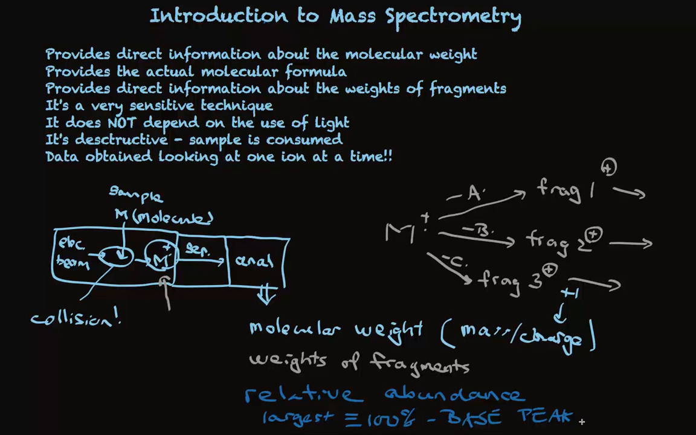So, we have molecular ions, we have fragments, we have relative abundance data, and we have the base peak, which is the biggest peak observed in the spectrum.